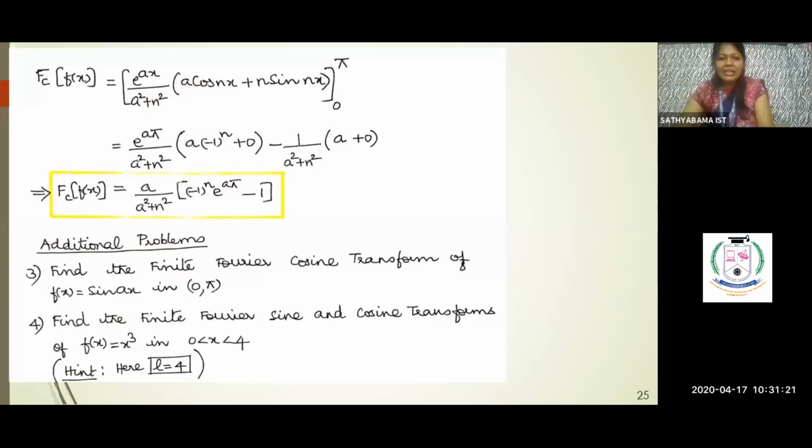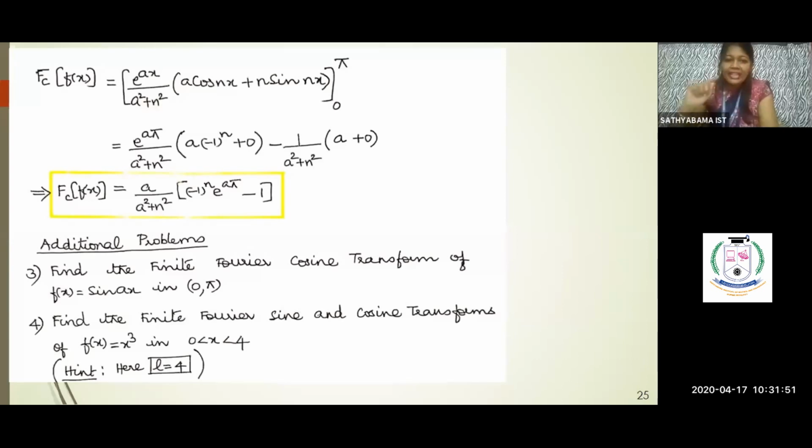Simply substitute the limits now. The upper limit is pi, right? So when you replace x by pi, you will get e power a pi by a square plus n square into a into minus 1 power n. How did I get that? Because cos n pi is minus 1 power n, plus sin n pi is 0. Okay, minus, what about the lower limit? What is e power 0? 1. So 1 divided by a square plus n square into a into cos 0 is 1, sin 0 is 0. So that's how I get the final answer.